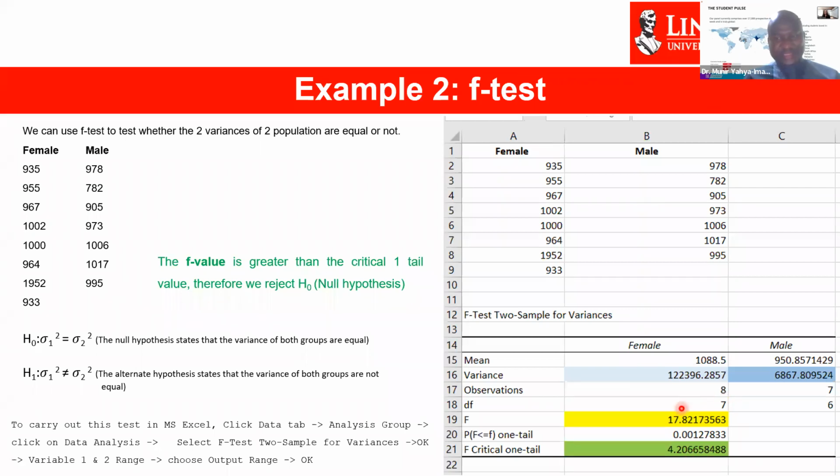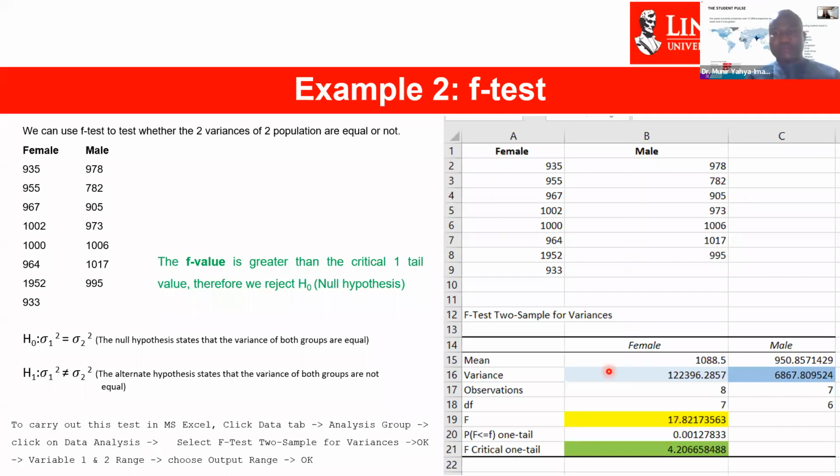So now you will see that the F value is greater than the F critical value. If this is the case, then you can simply say that the F value is greater than the critical one tail value. Therefore, we reject the null hypothesis. We reject H0. You don't have to write null hypothesis, just say I reject H0. So what is our H0? The null hypothesis states that the variances of both groups are equal. But now that this F is greater than this, it shows that the variances are not equal.